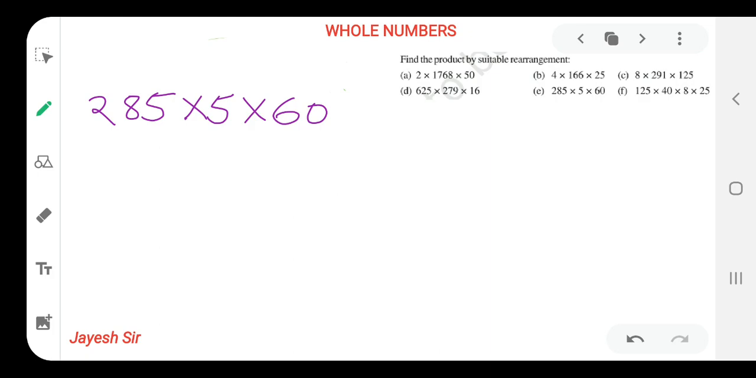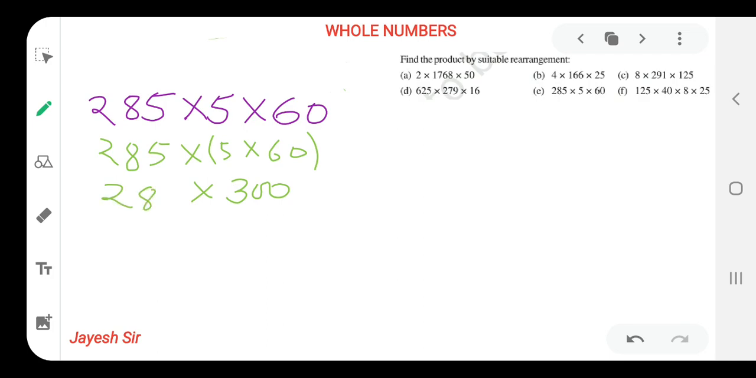First thing, as per our steps, how we should do in the exam to gain marks: 285 as it is. Now we will make the pair for 5 into 60, because 5 and 60 result in a good number, that means 300. As you all know how to multiply 5 and 60, our answer is 300. I am directly writing over here.